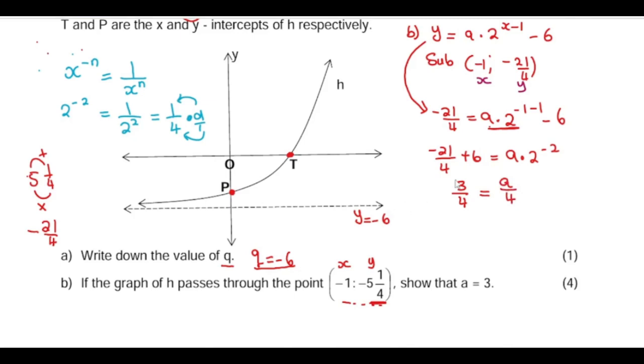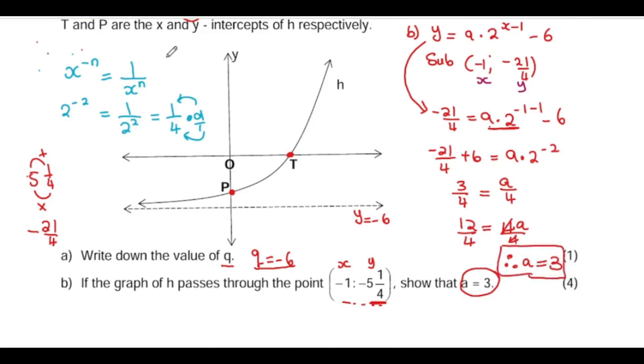So when you have it like that, you can just cross multiply. 3 times 4, that's 12. It's equals to 4a. Divide both sides by 4. You should get the value of a to be 3. Therefore, the value of a is, the 4 cancels. 4 goes into 12 3 times. Then we've managed to do the proof.